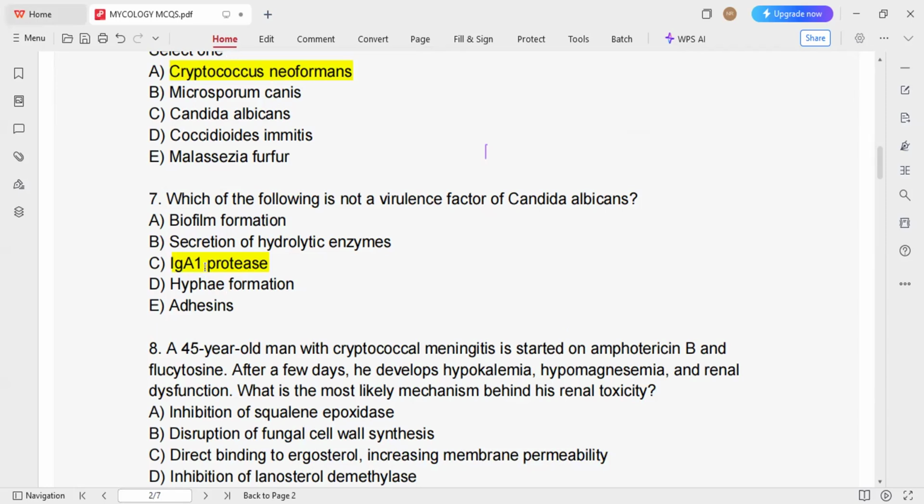IgA1 protease. Where did we hear about IgA? I think I explained this when we were talking about bacteria. Which bacteria? Streptococcus pneumoniae. Another one? Neisseria. Which one? Both gonorrhea and meningitis. And then the last one? Haemophilus influenzae. Okay, so please don't forget.